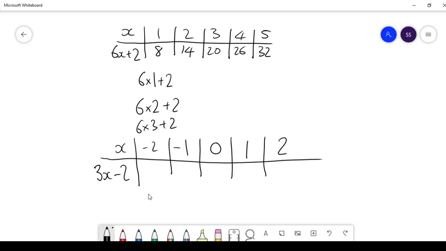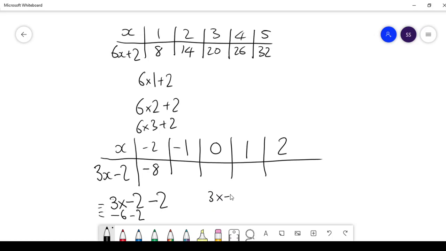Let's work out the value of this function when x is minus 2. Wherever I see an x in the function, I'm just going to put a minus 2, but I've got to be careful of my negatives. So 3x minus 2 is 3 times minus 2, and then minus 2. A negative times a positive, remember, is a negative. So this is minus 6 minus 2. I've lost 6, I've lost another 2. Overall, I've lost 8.